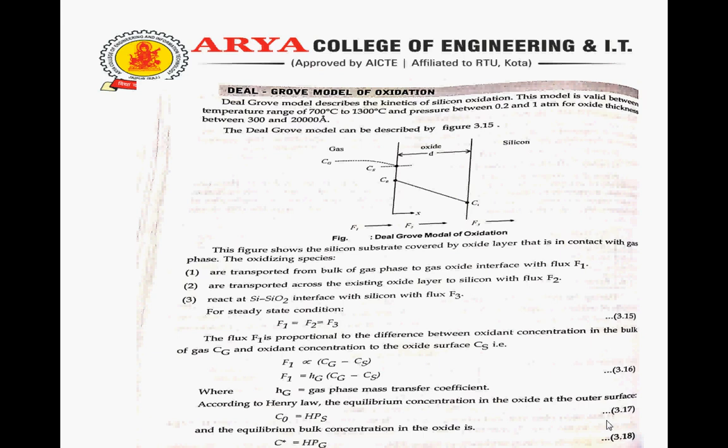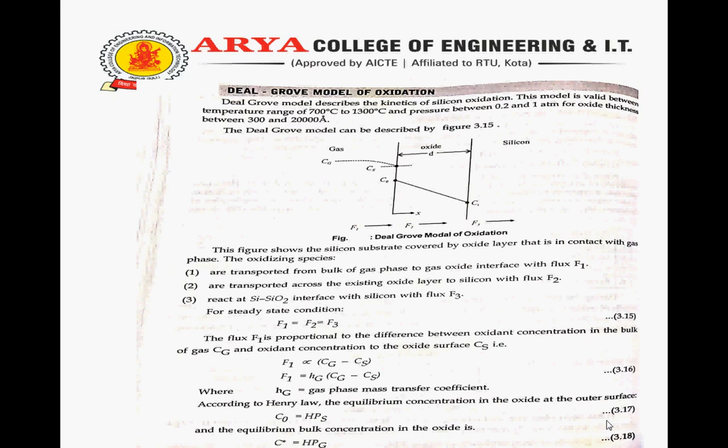to F3. The flux F1 is proportional to the difference between oxidant concentration in the bulk of gas Cg and oxidant concentration at the oxide surface Cs. F1 proportional to Cg minus Cs. F1 equal to Hg into Cg minus Cs. Hg equal to gas phase mass transfer coefficient.